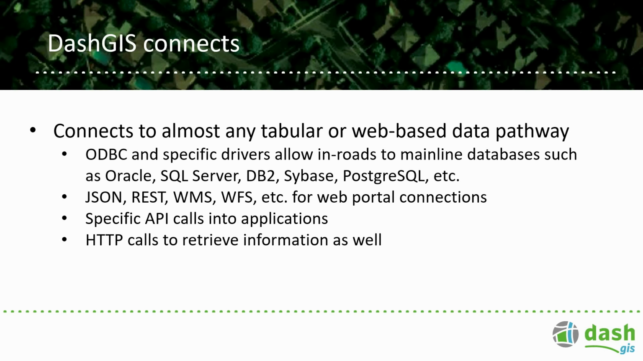And then with web portal connections and web protocols such as JSON, REST, WMS, WFS, and all of those, DashGIS can use those as well to get data from different places and publish it. When the application resides within the network, we can make specific API calls into applications, as well as HTTP calls across the network, intranet, or the internet to retrieve and publish information.